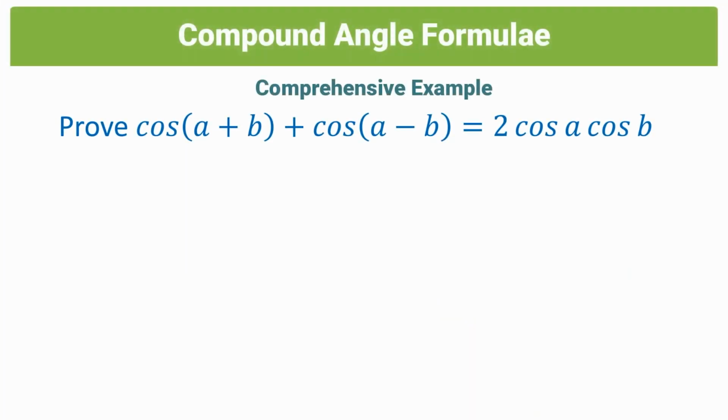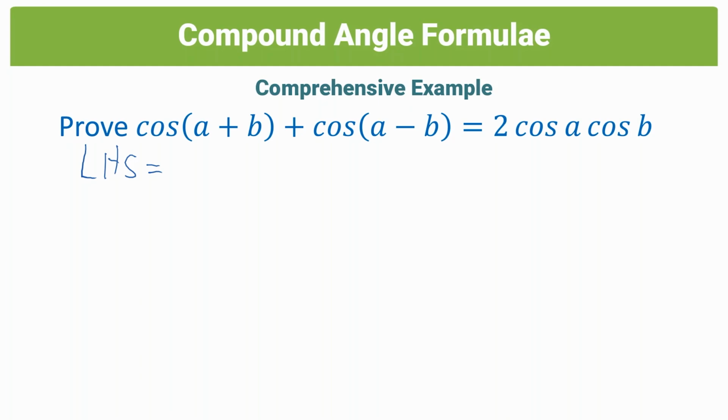So to get started, we are asked to prove that cos(A+B) + cos(A−B) equals 2 cos A times cos B. So obviously we're going to start off with the left-hand side because it's the side our compound angles lie on, and it's the more complicated side.